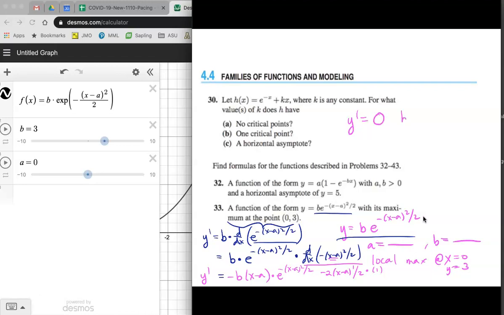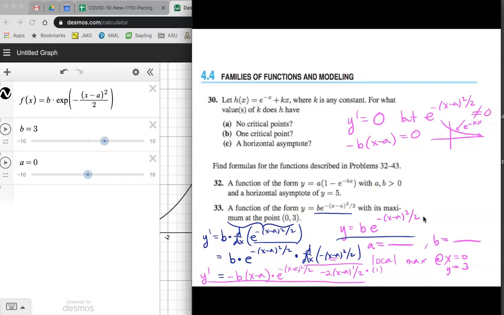But one thing that we notice is that e to the negative (x minus a) squared over 2 is never equal to 0. This exponential function never equals 0. Negative exponentials always look like this, and they get closer and closer to 0. This is e to the negative kx. They get closer to 0 but never equal to 0. So the only way this derivative right here is going to be equal to 0 is if negative b times (x minus a) is equal to 0.